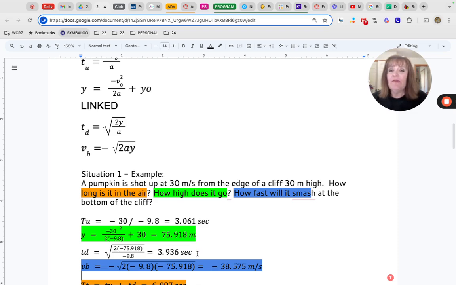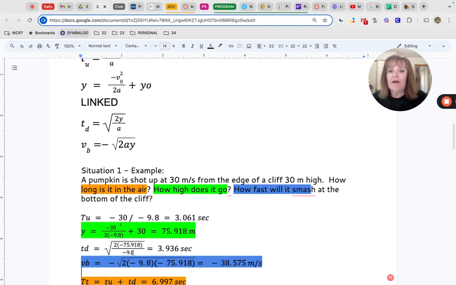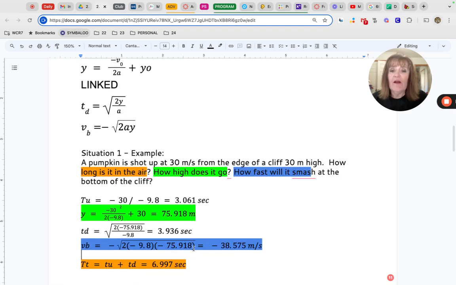Our time down then, and this is linked, comes from our ultimate height, because now we're into 2.1 and we have an ultimate height. So our time down is 3.936 seconds. Our velocity at the bottom, again, uses that ultimate height of 75.918 meters to give a velocity at the bottom of negative 38.575 meters per second.